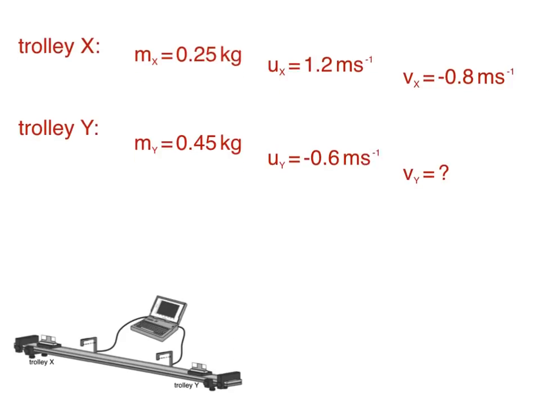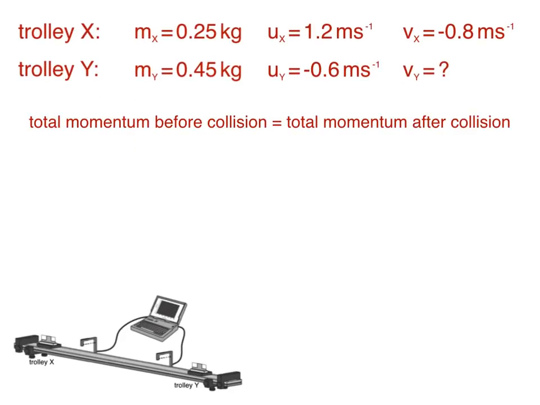That is, the total momentum before the collision is equal to the total momentum after the collision, in the absence of external forces. Here, the two trolleys are moving separately before the collision, so the total momentum before the collision is equal to the initial momentum of trolley X, MX UX, plus the initial momentum of trolley Y, MY UY. This is equal to the total momentum after the collision. Again, the trolleys are moving separately after the collision, so the total momentum after the collision is the final momentum of trolley X, MX VX, plus the final momentum of trolley Y, MY VY.